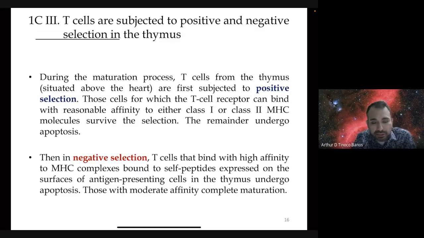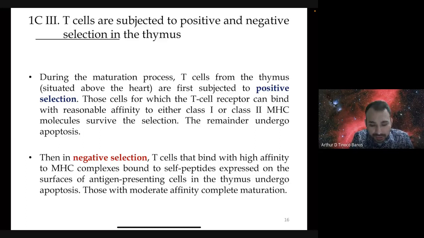It turns out that the T cells are subjected to what are known as positive and negative selection. These are processes in the maturation of these particular cells that occurs in the thymus. During the maturation process, the T cells from the thymus are first subjected to what is known as positive selection. In this process, those cells for which the T cell receptor can bind with reasonable affinity to either class 1 or class 2 MHC molecules survive the selection. The remainder undergo apoptosis. Then following that filtration process, the cells undergo the negative selection.